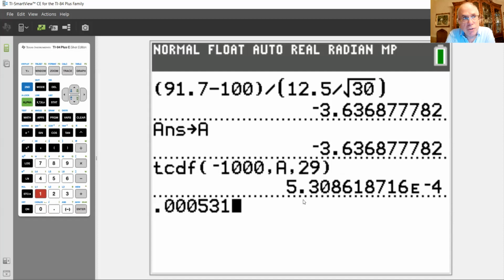This is step 4, finding the p-value. Step 5 is to compare it to alpha. Alpha is 0.05. This is much smaller than 0.05. Therefore, we're going to reject the null hypothesis. Okay. And then let's go back to the book, and we'll do an interpretation.